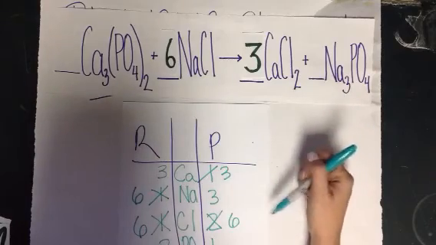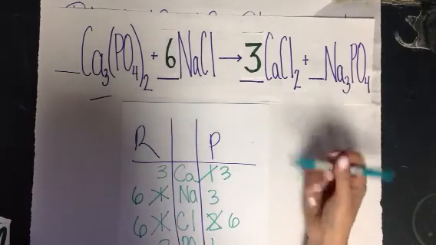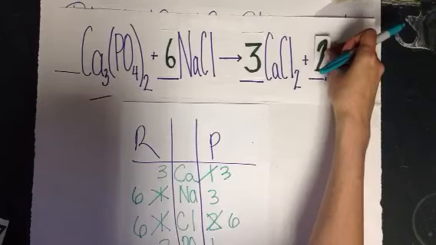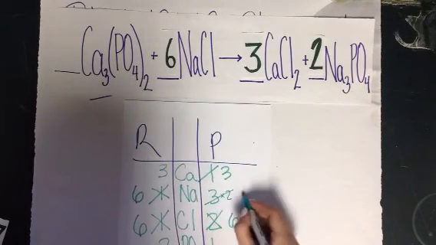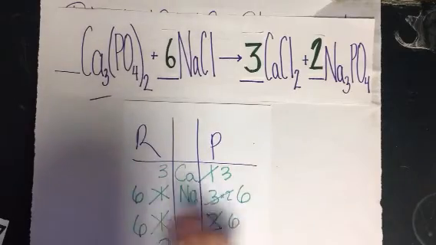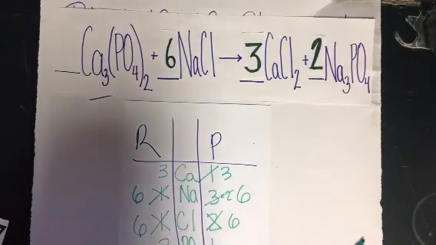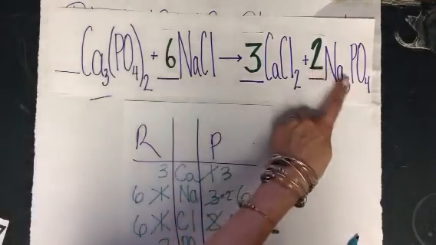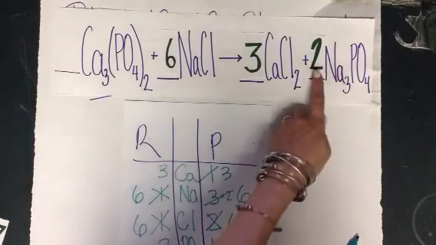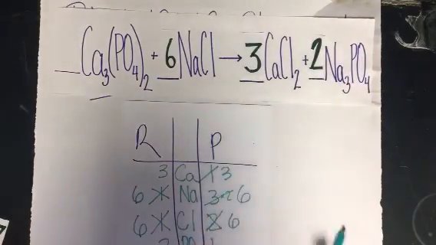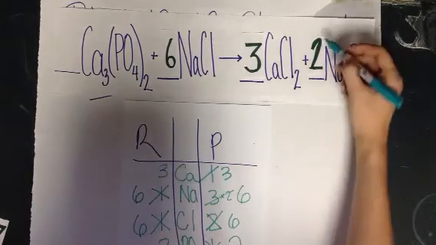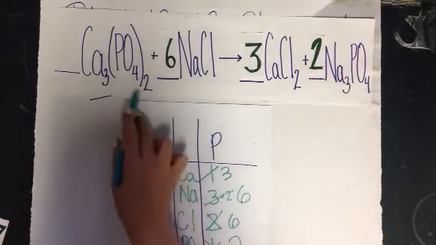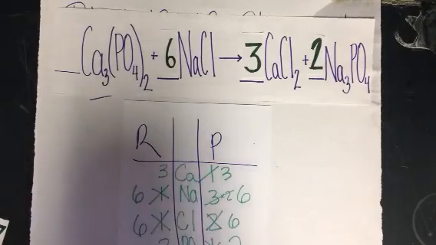Since I have 6 sodiums here, let's fix this sodium here. 3 times what will give me 6? Hopefully you said 2. So far this looks like it's working out. 3 times 2, so that gives me 6. Not only do I have 6 sodiums, but this 2 also goes to my phosphate. So now I have 2 phosphate groups. I already had 2 to begin with. So it appears like I'm balanced.